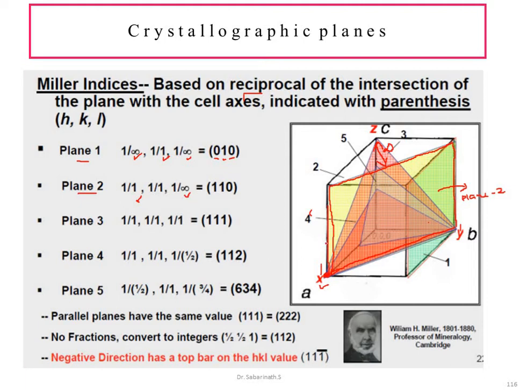If we draw the plane here, it will look like this. This is plane 2. The value is represented as the reciprocal of the intercepts. The intercepts are 1, 1 and infinity, and taking the reciprocal of those intercepts, we get 1, 1, 0. So this is the Miller index representation of plane 2, that is (1 1 0).